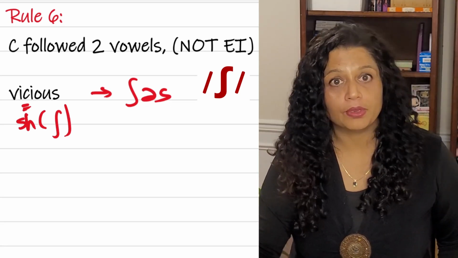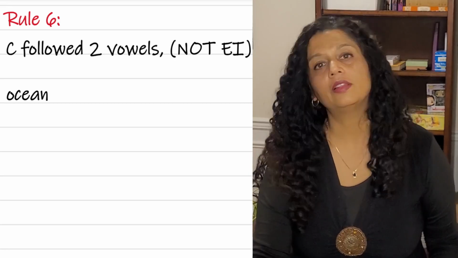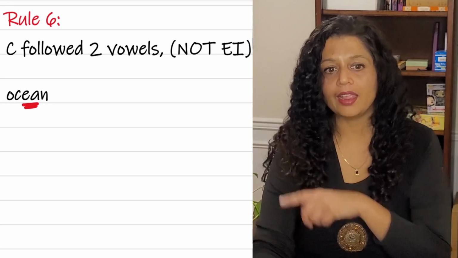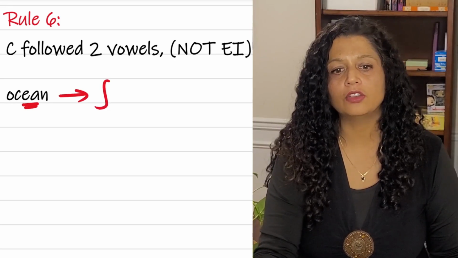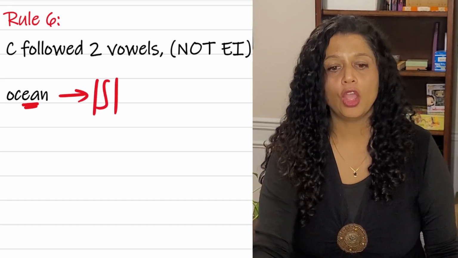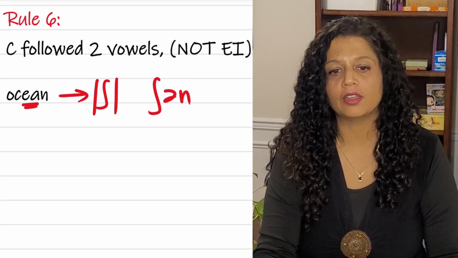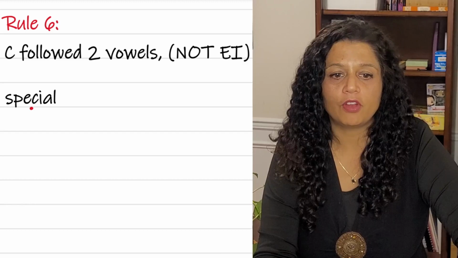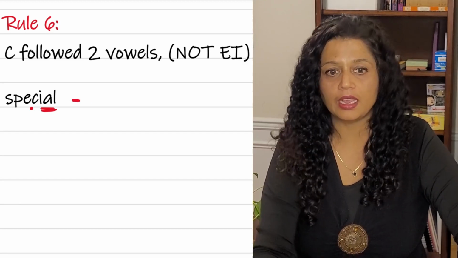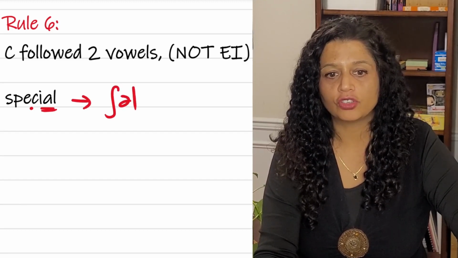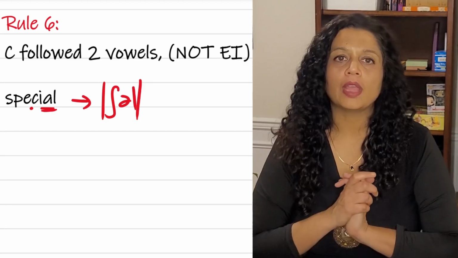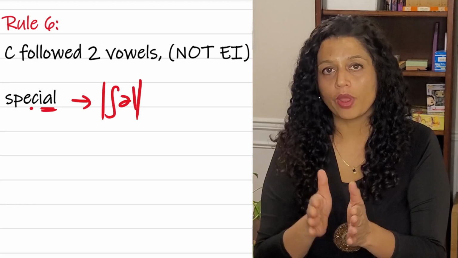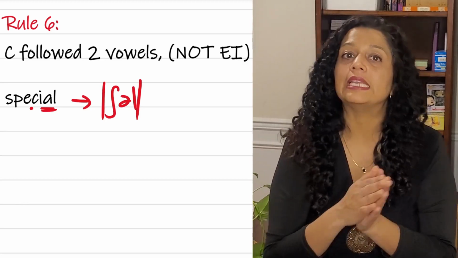Here's another example. In the word ocean, the letter C is followed by 2 vowels that are not EI, and therefore it makes the sh sound, okay? Ocean. Here's another word. The word is special, okay? C followed by 2 vowels that are not EI makes the sh sound, special. So that is the one context in which the C makes the sh sound, when it is followed by 2 vowels that are not EI.